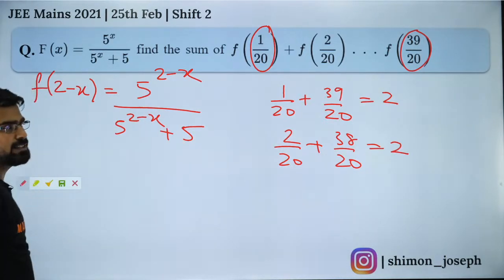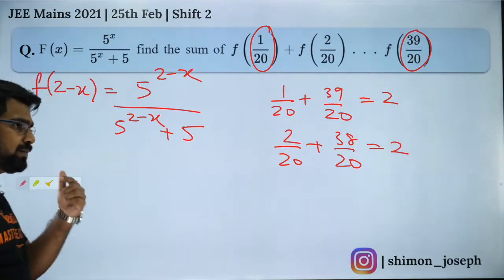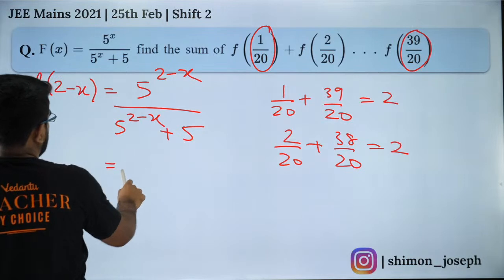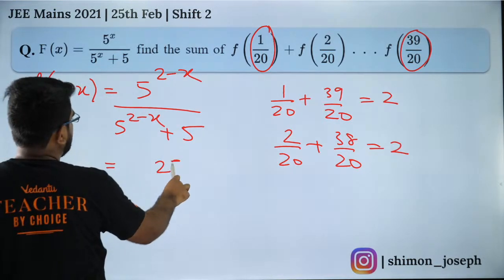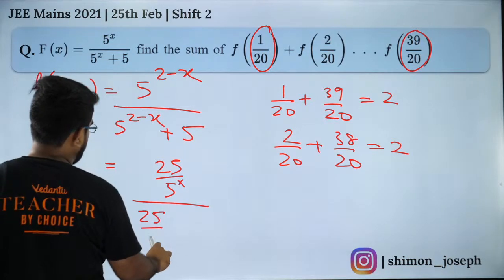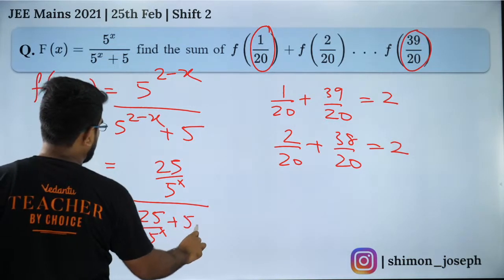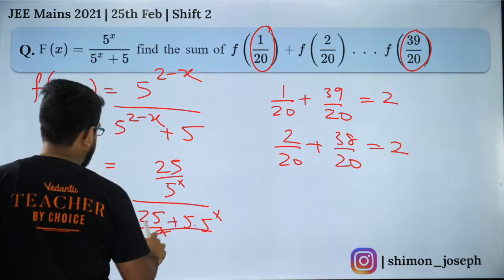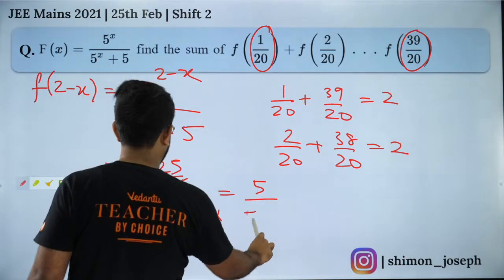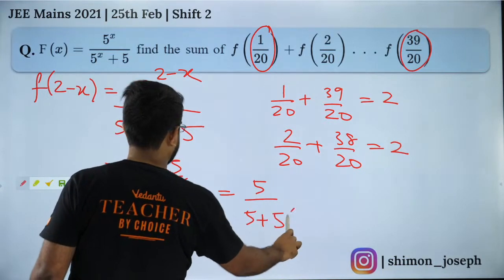Can you get something out of this, everybody? What will I get from here? Any idea? I will get 5 to the power 2, that is 25, by 25 by 5 to the power x plus 5 into 5 to the power x. So 5 to the power x cancels, and it will be 5 divided by 5 plus 5 to the power x.